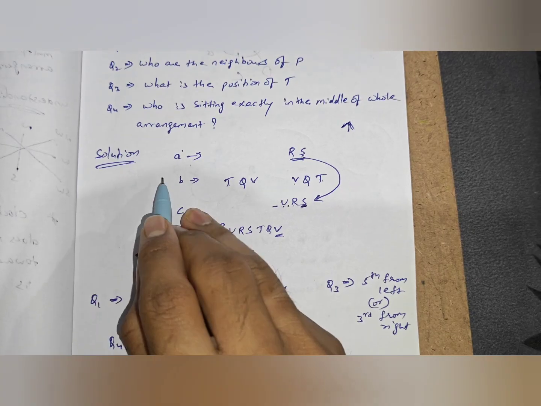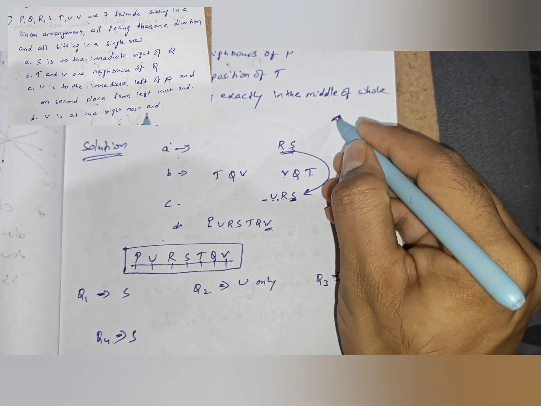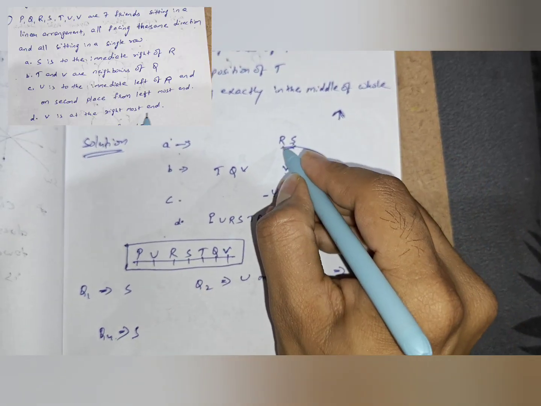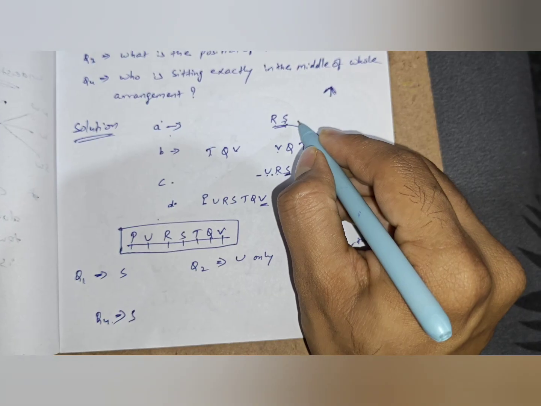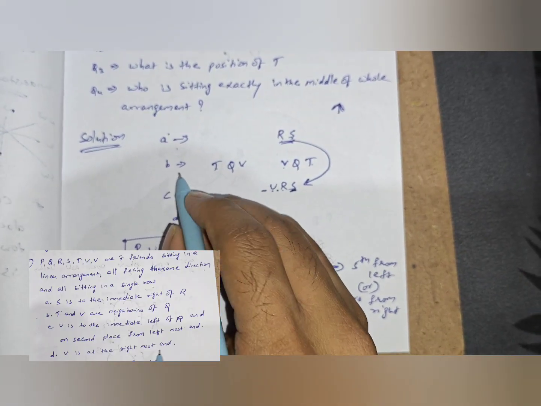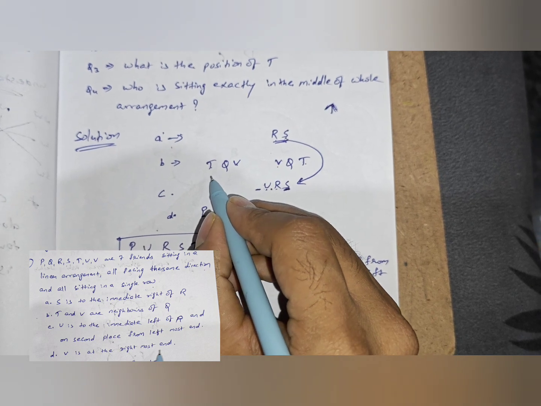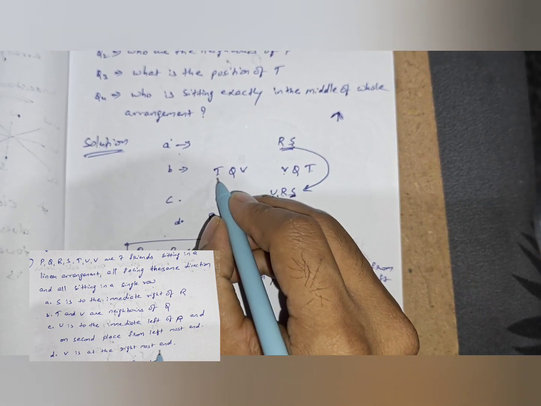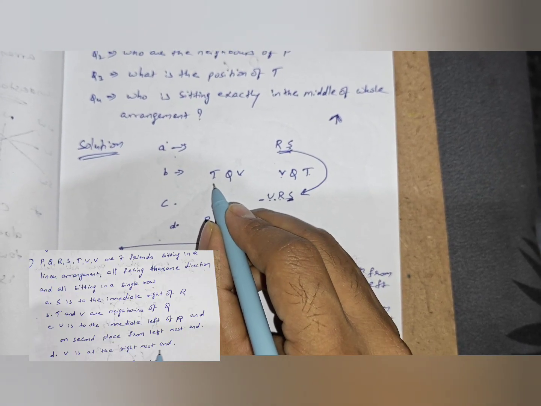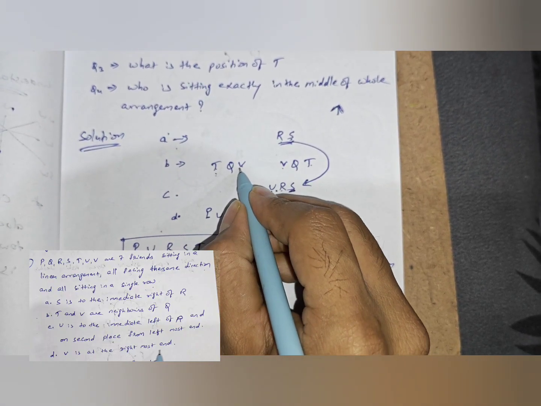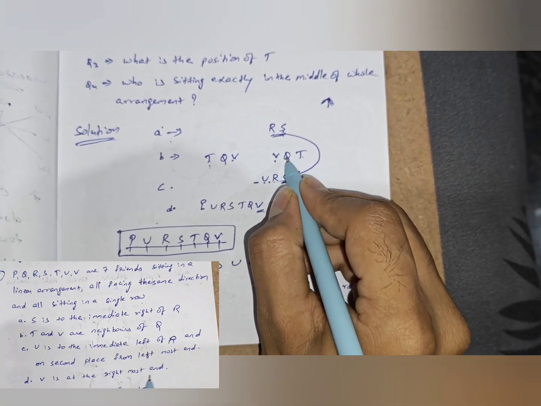Now coming to the solution, using statement A, S is to the immediate right of R. Let us assume all are facing towards this direction, and R is here and S is to the immediate right. These positions are not fixed yet. Now using statement B, T and V are neighbors of Q. That means there are two possibilities. The statement does not state who is to the right and who is to the left. So there are two possibilities: T is towards the left and V to the right, and the other is T towards the right and V towards the left of Q.